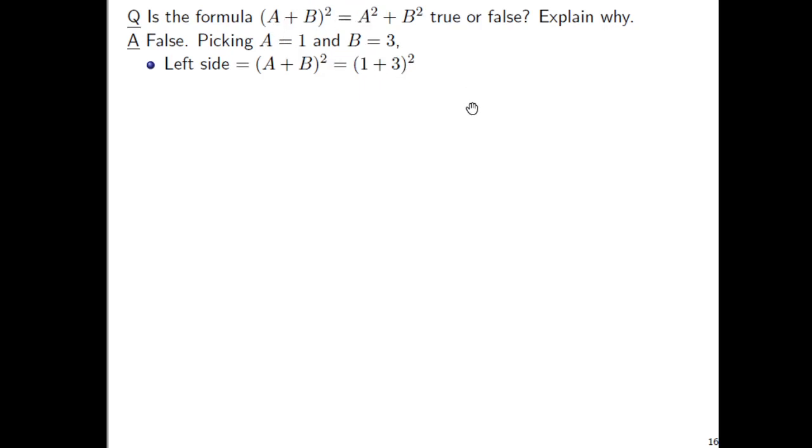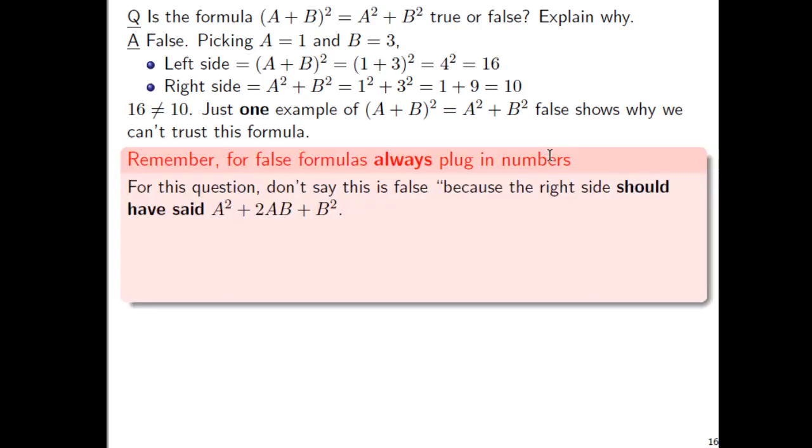So now that numbers have been plugged in for all the variables and there's no more variables, you should simplify using the order of operations, right? So focus on what's in parentheses. You have a 4, there's still a square, so 4 squared will be 16. On the right side, a squared plus b squared will be 1 squared plus 3 squared, in other words, 1 plus 9, which is 10. The left side and right side weren't equal. We had 16, we have 10, so therefore this formula is false. Now, just this one example of why this formula is false is telling us why we can't trust this formula. This formula lied to us once, and so we're just not going to trust it at all.